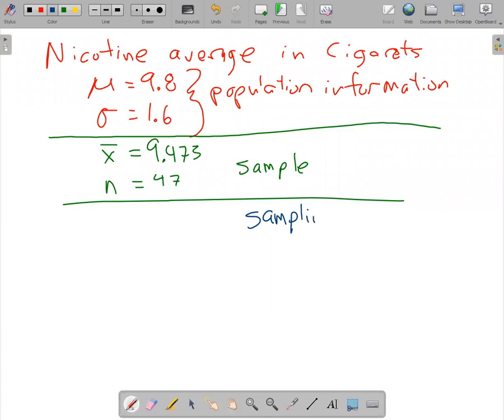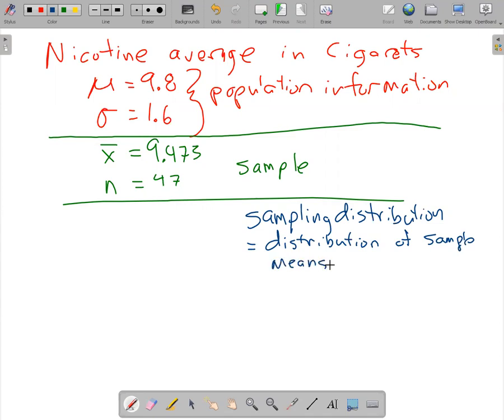What is a sampling distribution? It is a distribution or collection of sample means. So in other words, we take tons of samples, all of size 47, and we just find the mean of each sample and we graph all of those means. That's a sampling distribution. It's not the population, it's not an individual sample, it's thousands and thousands of samples. Now at the moment we only have one.